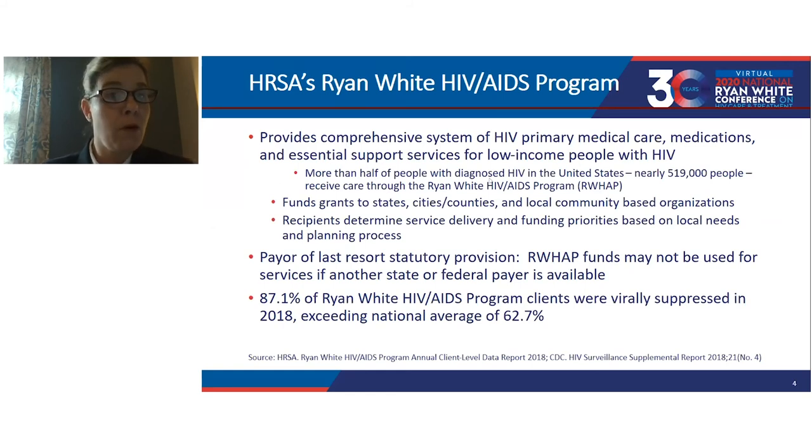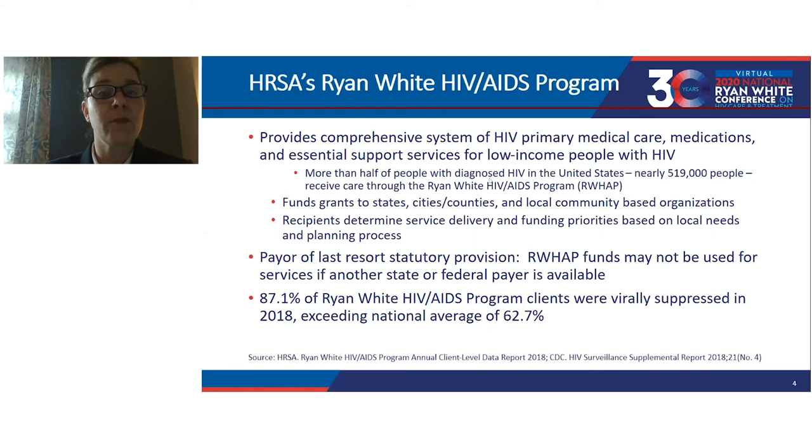The Ryan White Program, which is a part of HRSA's HAB, provides a comprehensive system of HIV primary care, medications, and essential support services for low-income people with HIV. More than half of the people diagnosed with HIV in the United States, which is nearly 519,000 people, receive care through the Ryan White HIV/AIDS Program.